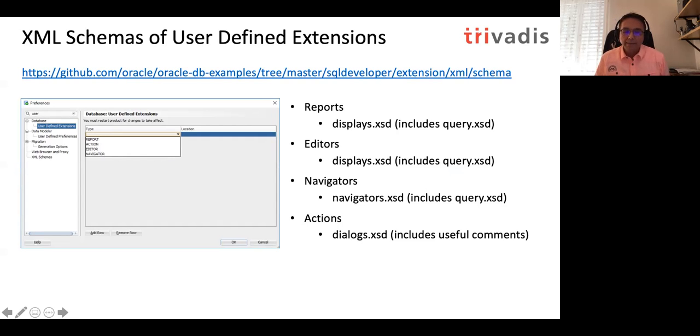And then we have 2 other things. We have Navigators, which is a separate schema, but it includes a large XSD query, which is the same here. So you have a lot of similarities in these 3. And the last one, Actions, is something different, but this schema has a lot of useful comments, in fact, also examples, so it's worth looking at. It's here in the Oracle DB examples Git repository. Look at it after this session, of course.